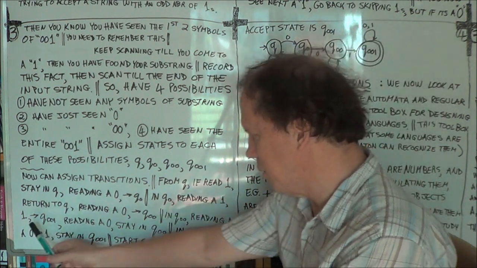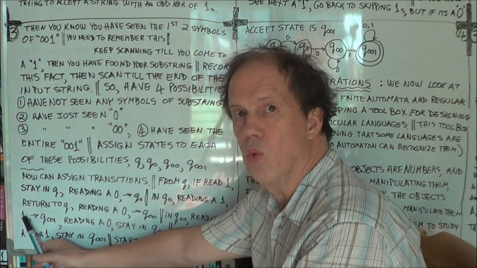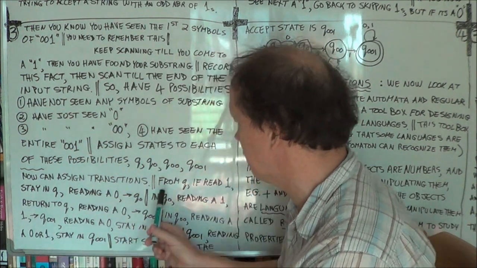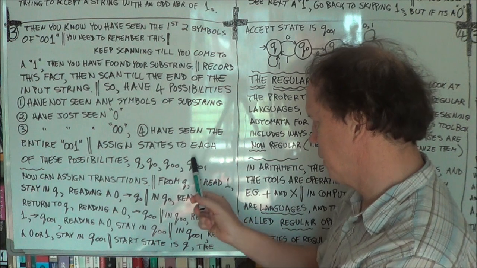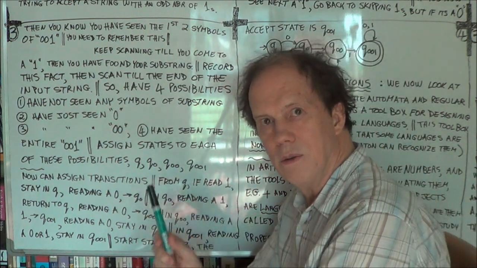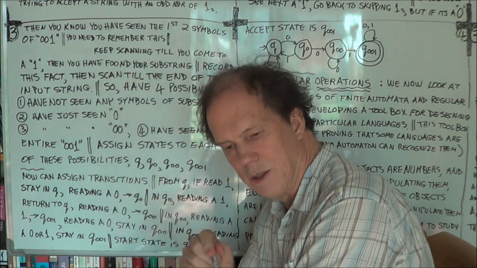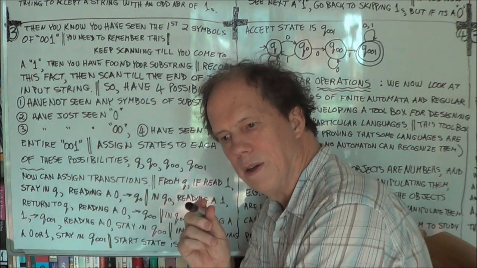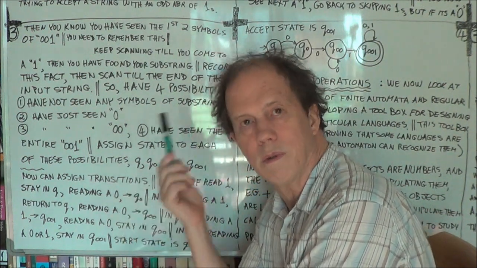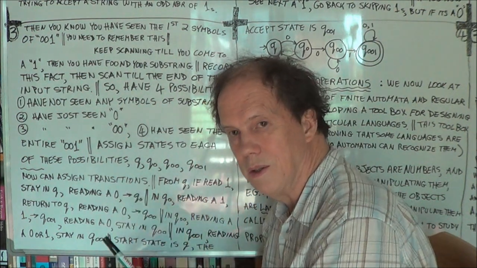And say you read a 1. Well, that means you've succeeded in your task. Then you'll switch to this fourth state, because you've now read 001. If you're in this state, that means you have read, either just now or in the past, 3 consecutive symbols, 001. The substring you're trying to detect.